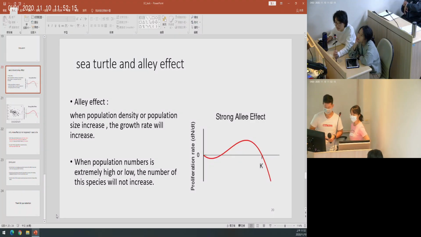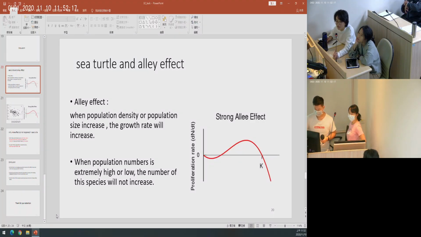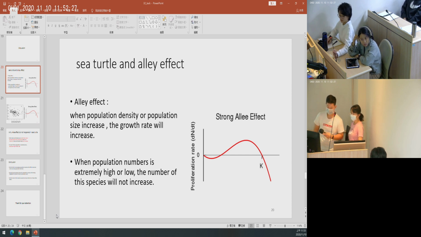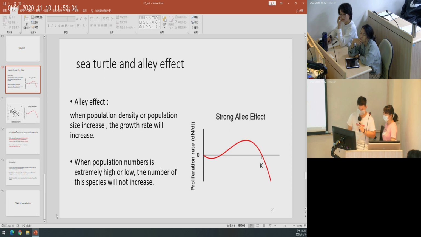Can you explain why, when the population number is extremely high or low, the number of these species will not increase? Why? Repeat the question. She wants to know why the population number is extremely high or low.